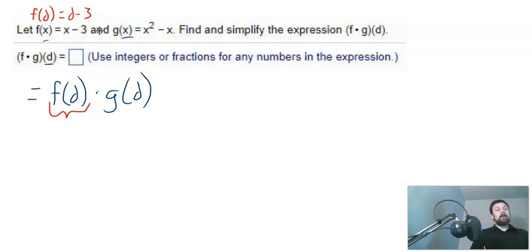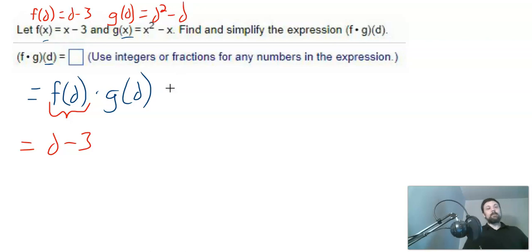F of d, as simple as I can make it, is equal to d minus 3. So I take f of d out, replace it with d minus 3. I'll do the same thing with g. G of x is x squared minus x. So g of d, I just replace all the x's with d's. And so I'm going to get, instead of x squared, d squared minus, instead of x, d. And again, that's the best I can do with that. I really can't simplify that any further.